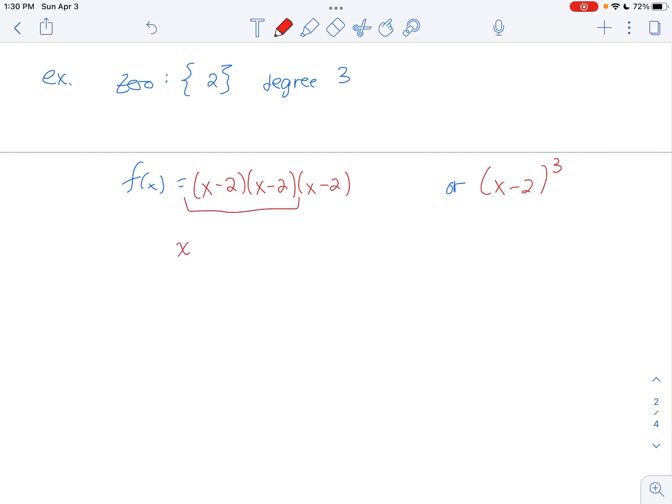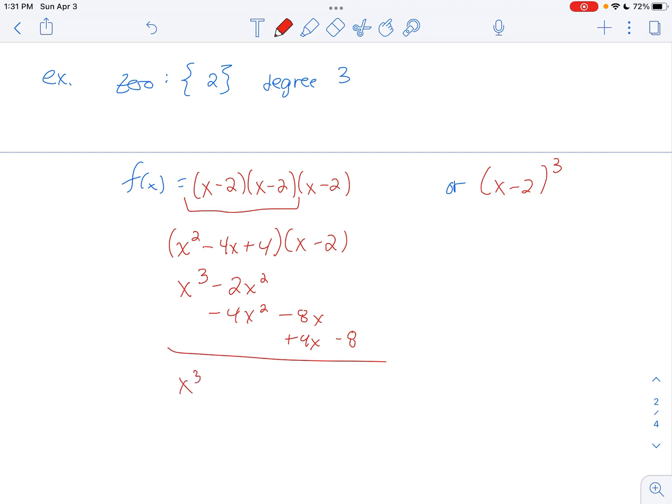So I know that 2 of these will make x squared minus 4x plus 4, as if I'm squaring it, and then distribute the x minus 2 a third time. So x cubed minus 2x squared minus 4x squared minus 8x plus 4x minus 8. And that will be my final answer.